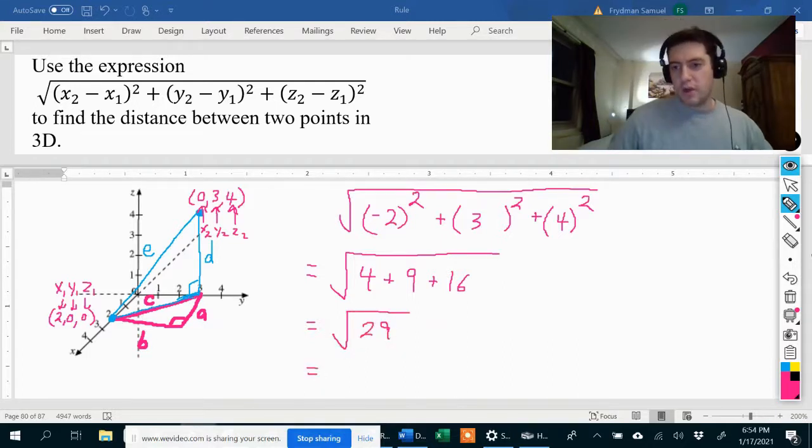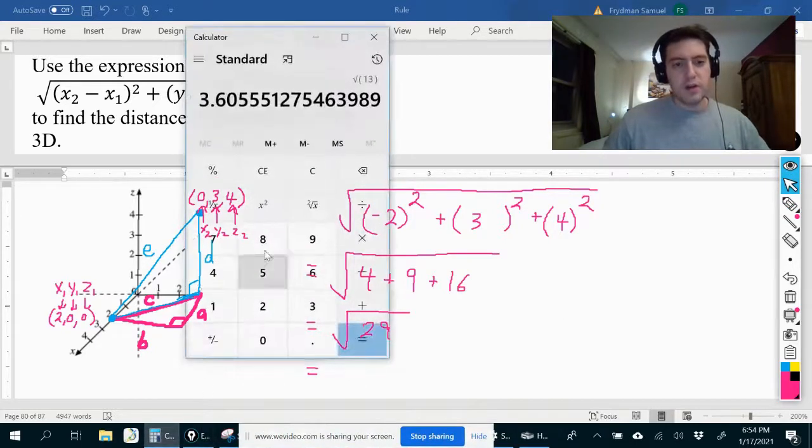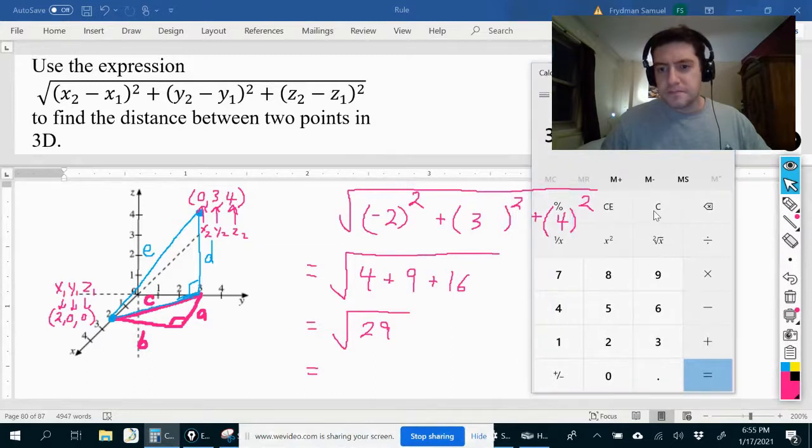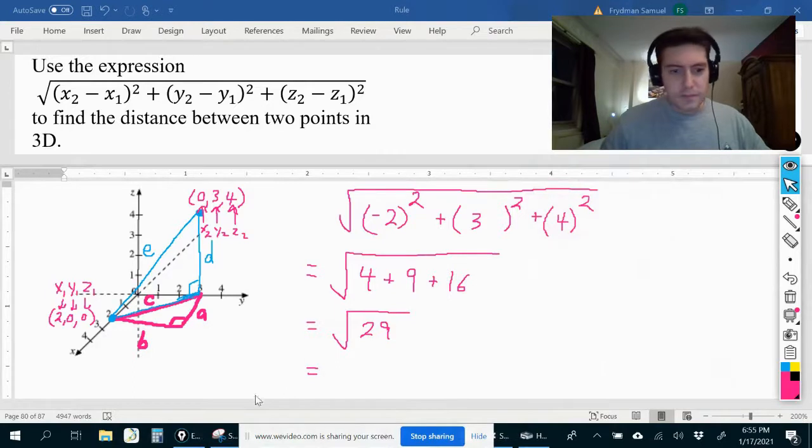And then let's just go ahead and use a calculator for that, and we'll round our answer to the nearest tenth. What's going on here? This froze for some reason. Try that again.